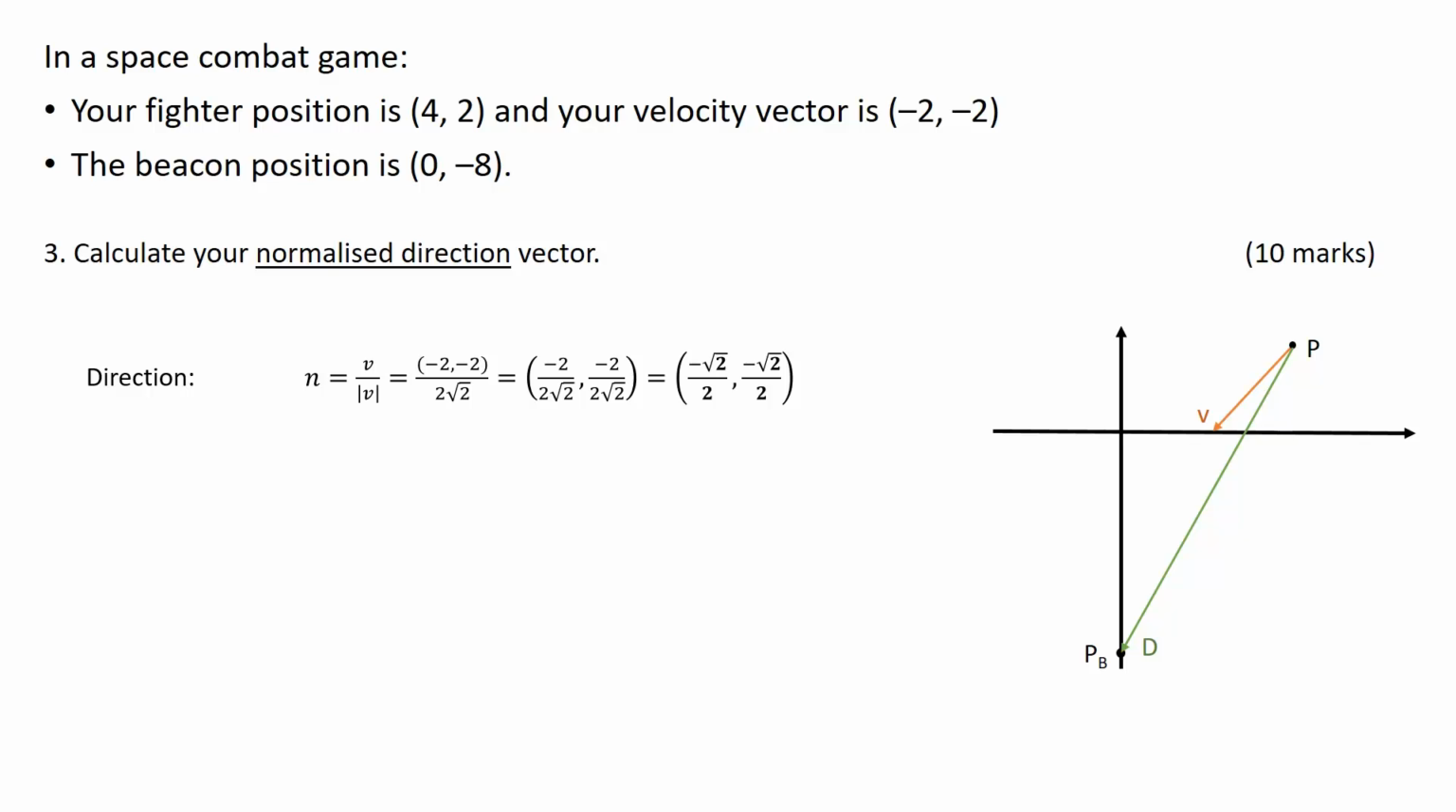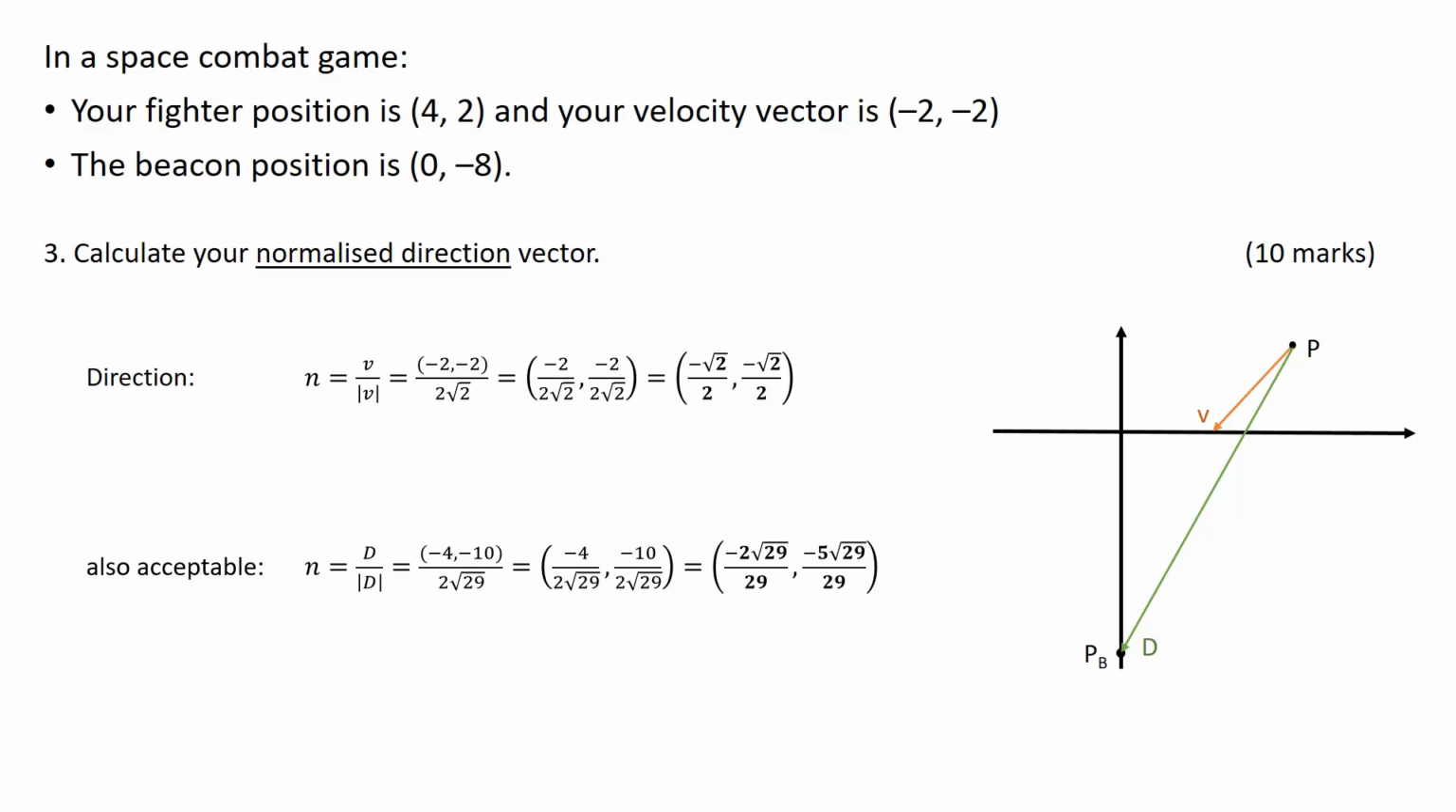However, a solution like this was achieved by less than 20% of you, which was, when I marked this for the first time, rather a disappointing result. What I noticed then was that many of you, instead of calculating the normalized velocity vector, calculated the normalized displacement vector, therefore obtaining the normalized direction of the beacon.